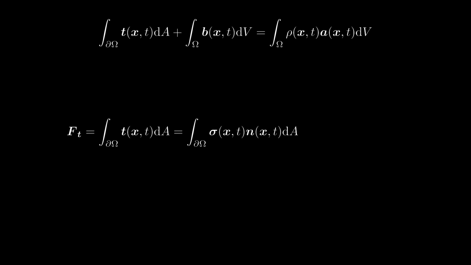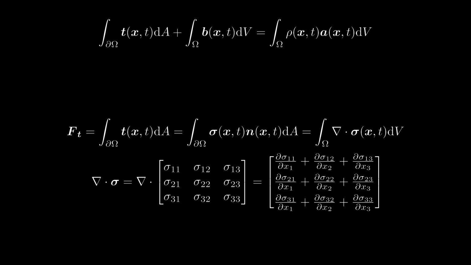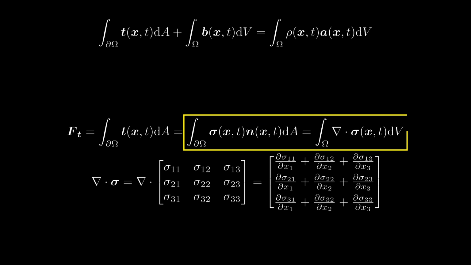For the next step, we need the so-called divergence theorem, or Gauss's theorem. This theorem states that the surface integral of the stress times the outward unit normal vector is equal to the volume integral of the divergence of the stress, where the divergence of the stress, which is denoted by nabla dot sigma, is defined as a vector whose entries contain sums of the partial derivatives of sigma along each row of sigma. We will not formally prove the divergence theorem here, but I want to say a few words about it before we move on.